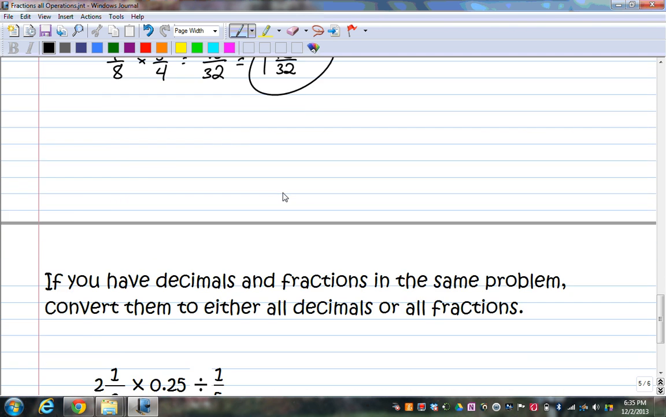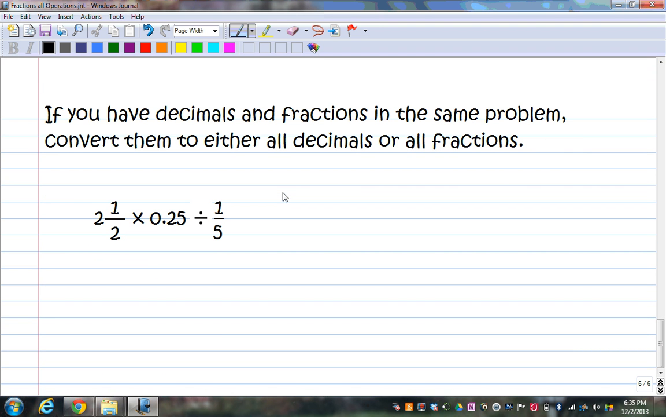Oops, I went the wrong way. If you have decimals and fractions in the same problem, then you need to convert them to either all decimals or all fractions. So let's convert this to all fractions, shall we? Because we like fractions. 2 times 2 is 4, plus 1 is 5/2. I did that because I have to, because I have multiplication. I need to make that improper. This is times 25 hundredths, 25/100, divided by 1/5. Now, 25 hundredths is the same thing as 1/4. If you reduce it, you pull the common factor of 25 out, it is 1/4.